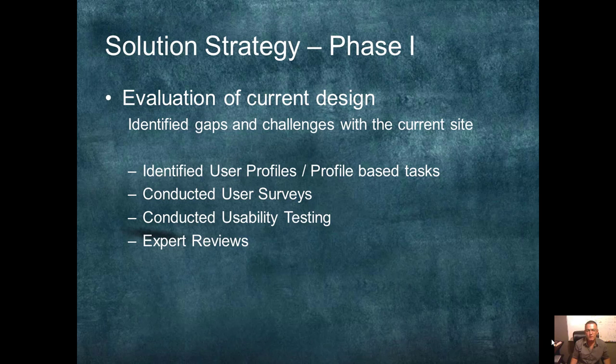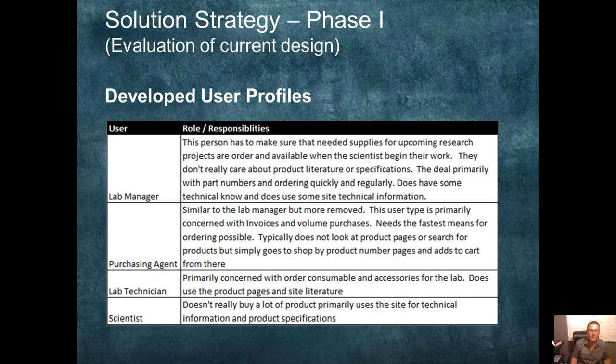So in phase one, what we did was we tried to identify the gaps and challenges by looking at the current site and using evaluation techniques. So we identified a number of user profiles and their user profile-based tasks. We did a number of surveys. We sat down with the users and did usability testing, and we brought in some experts to look at the site. So these are the four classifications or user profiles that we broke our users down into.